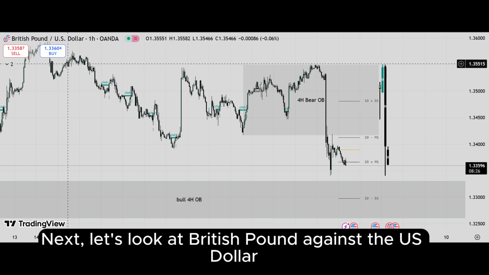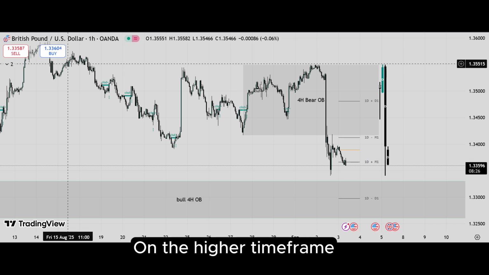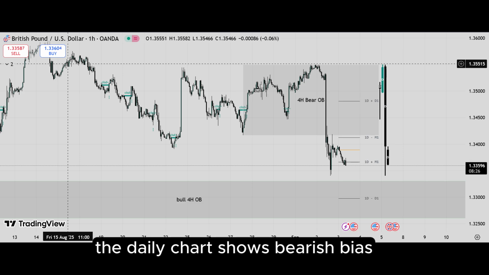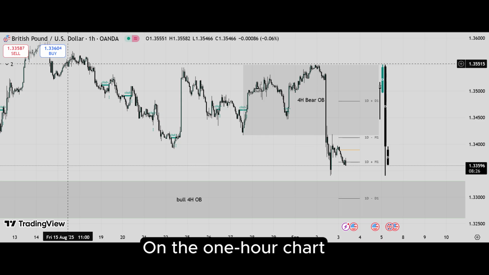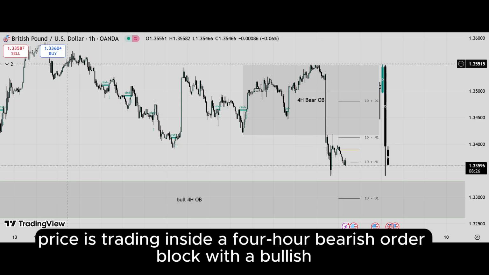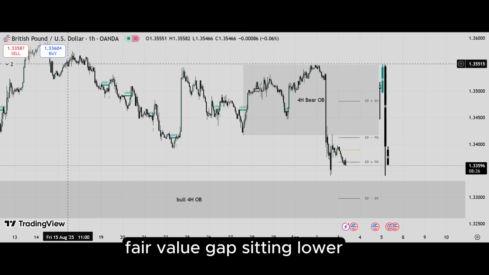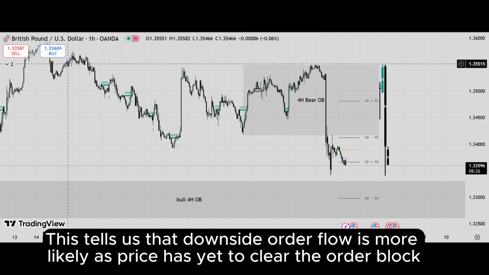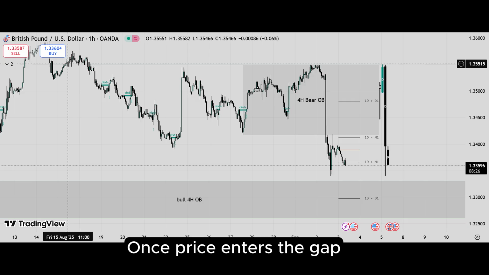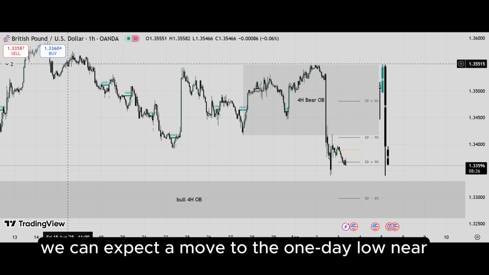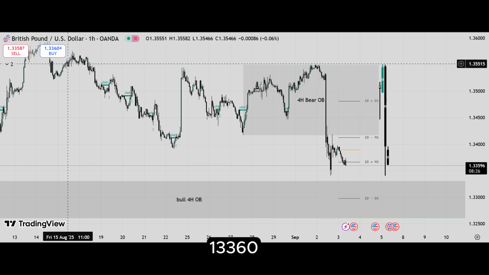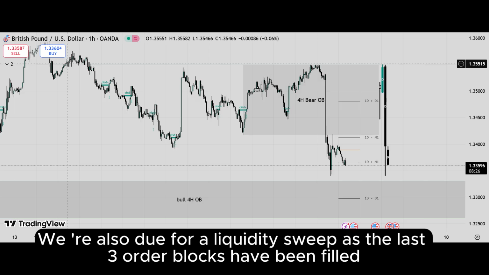Next, let's look at British pound against the US dollar. On the higher time frame, the daily chart shows bearish bias. On the 1-hour chart, price is trading inside a 4-hour bearish order block with a bullish fair value gap sitting lower. This tells us that downside order flow is more likely as price has yet to clear the order block. Once price enters the gap, we can expect a move to the 1-day low near 13,360. We are also due for a liquidity sweep as the last 3 order blocks have been filled.